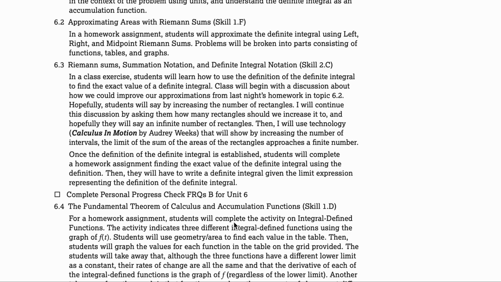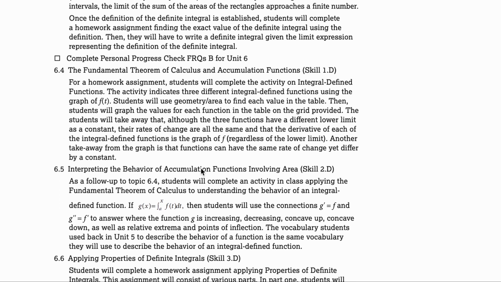So basically, you will learn how to split up the area under the curve into a familiar shape. Usually you start by learning rectangles. Sometimes you'll also learn trapezoids. And then from there, you'll learn how to use the formula for the area of a rectangle and add all of those areas together to approximate the total area under the curve. So that is basically Riemann sums.